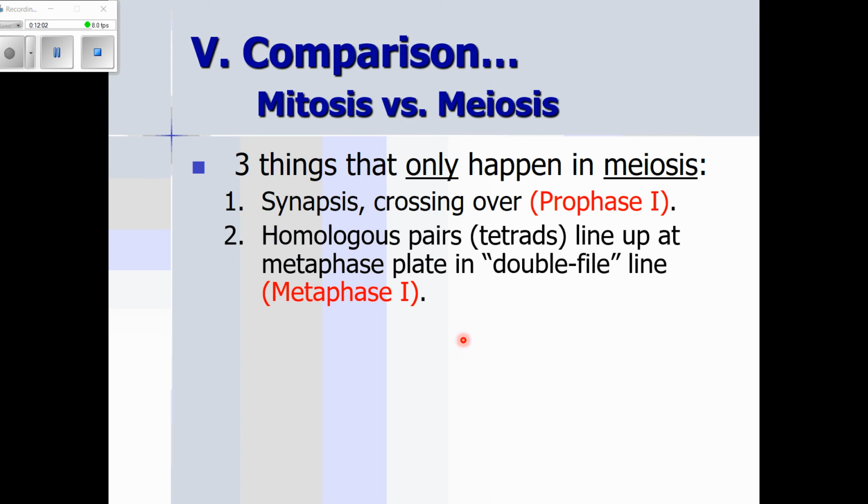And the second thing that happens only in meiosis: homologous pairs, or tetrads, as they're sometimes called, line up at the equator, the metaphase plate, double file, 2 by 2. Remember couples at the prom? Even if you make them form a line, they're still going to be side by side because they're all hugged up and they refuse to line up individually. They want to line up as couples. And that's what they do in metaphase 1 of meiosis. The chromosomes line up 2 by 2, double file. And they never do that in mitosis. When the chromosomes line up in the middle of mitotic metaphase, it's single file. They do not act like couples.